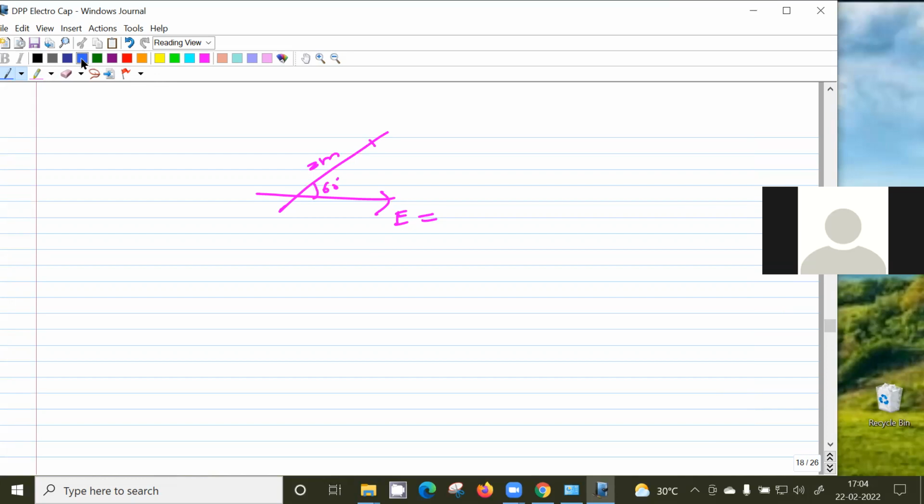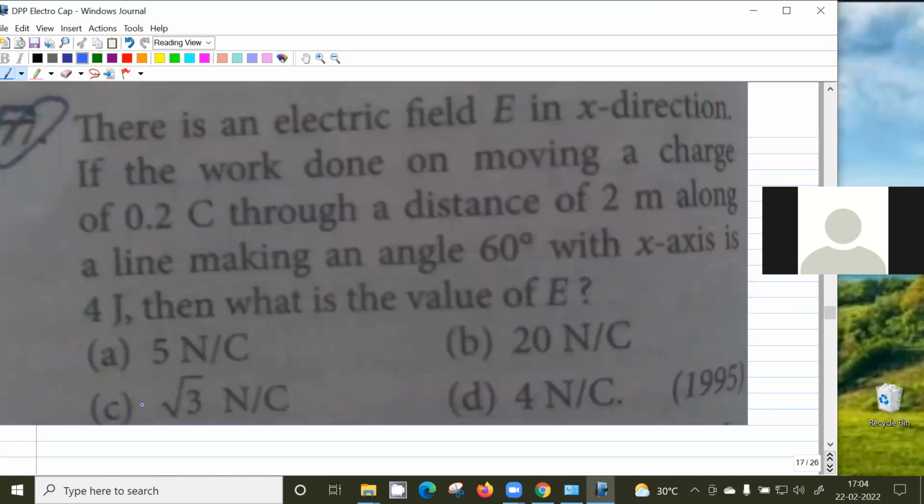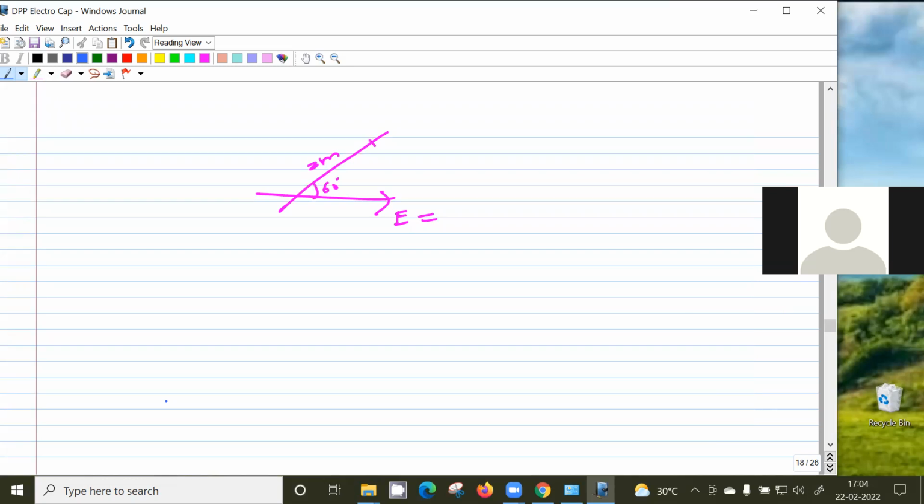Twenty Newton per kilo. Check the answer. Okay. Question number 2.